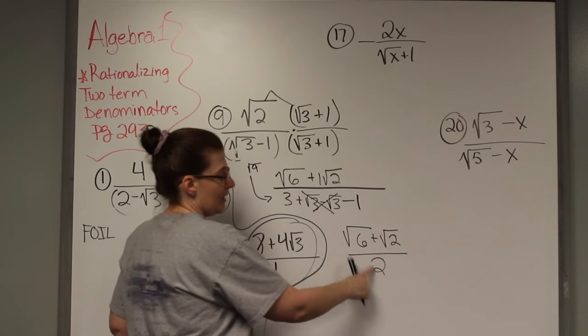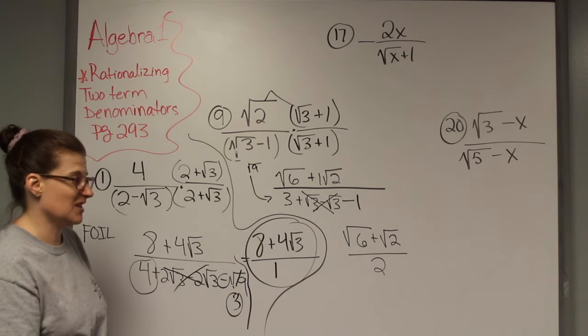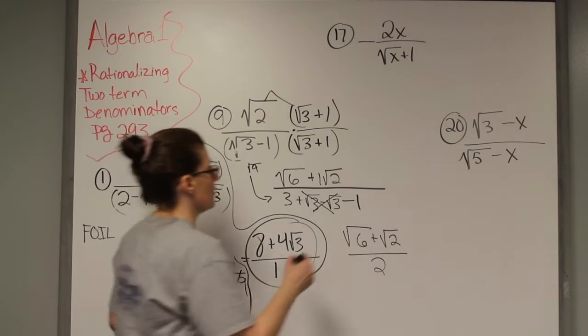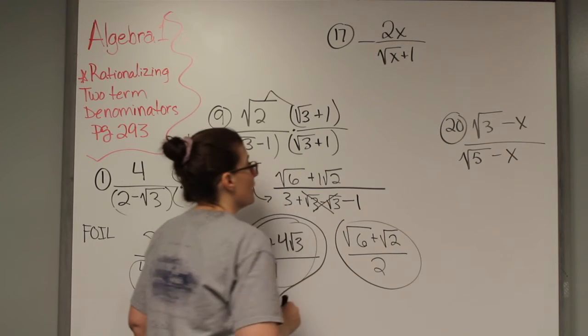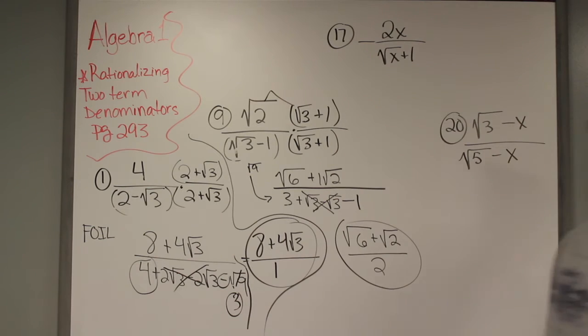I cannot divide this inside that because they're not inside the radical, so just leave it alone. That's your answer for 9. Okay, you got that? Because I'm going to need to clear this off in order to do 17 and 20.